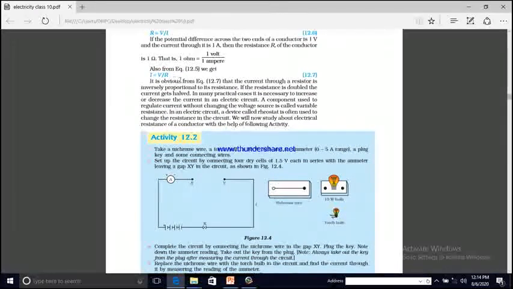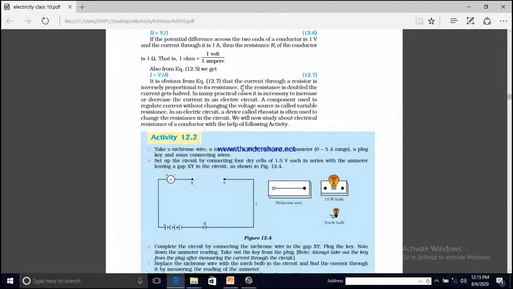So it is obvious that the current through a resistor is inversely proportional to its resistance. You can infer that from this equation: I is equal to V upon R. Here the current flowing in the circuit is I, and it is inversely proportional to R. That means what? If resistance is increasing, the current flowing in the circuit will decrease.